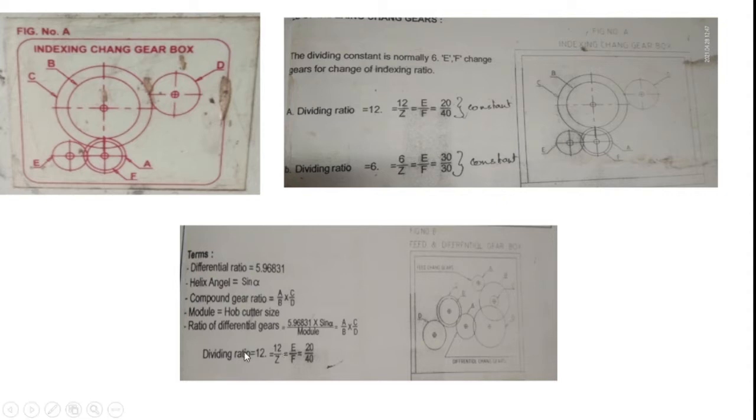According to this problem, the dividing ratio is 12 by Z, which is equal to E by F. For the E and F wheels I choose 20 and 40. Based on that, I may choose the gear wheel numbers.